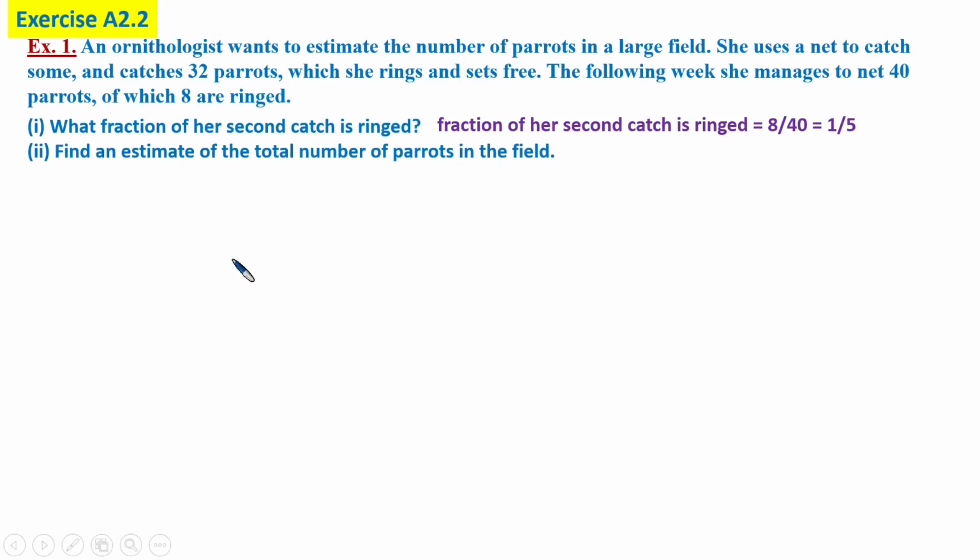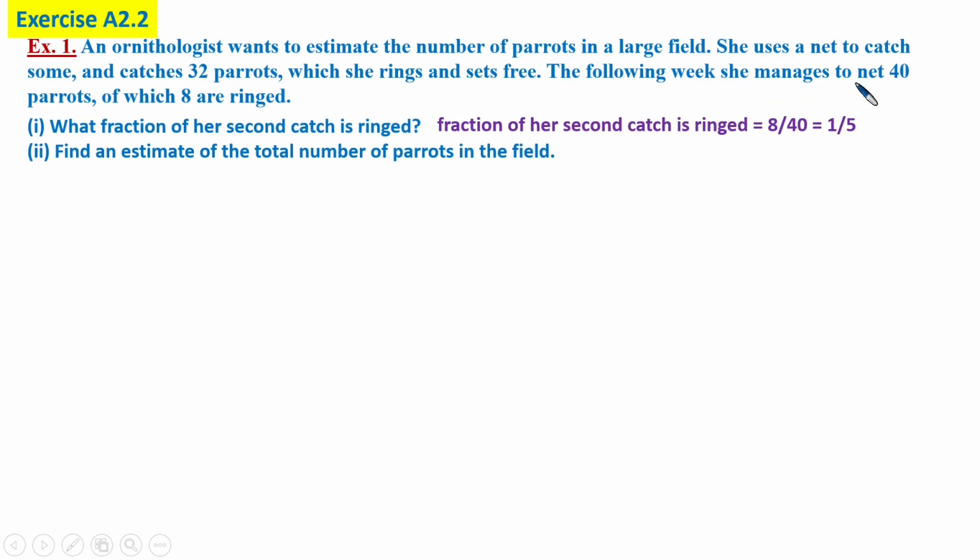Now, exercise from appendix A2.2. Here we will show how this word problem you model it and get the solution. Exercise 1: an ornithologist wants to estimate the number of parrots in a large field. She uses a net to catch some and catches 32 parrots. So she catches from the field 32 parrots, which she rings and sets free. So how many parrots does she set free? 32 parrots. She rings them, she marks them, and she sets them free.